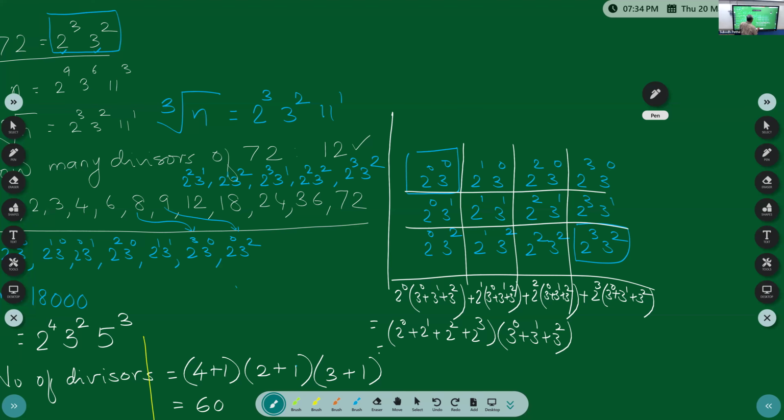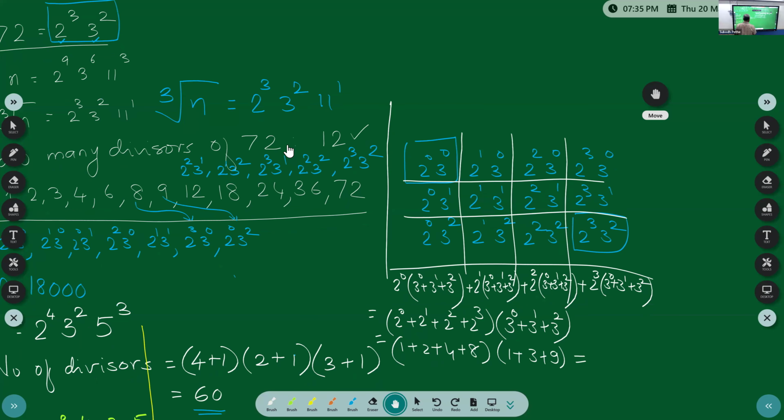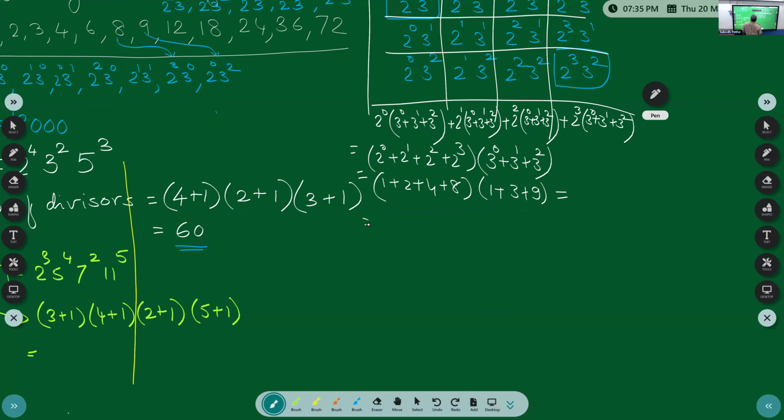This is equal to (1 + 2 + 4 + 8) into (1 + 3 + 9), whatever is the answer. That is how we should do it efficiently. 15 times 13 is 195. 195 is going to be your sum.